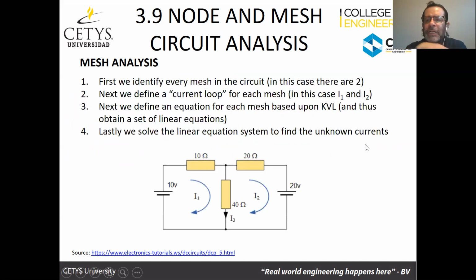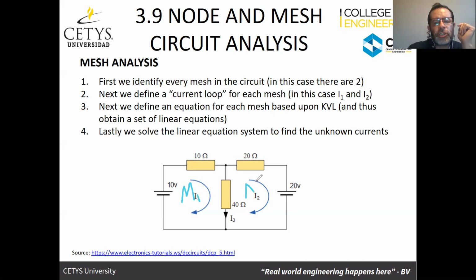Now, for mesh analysis, there are certain steps that we're going to follow. First, we're going to identify the meshes in the circuit. I think we already stated that this circuit has 2 meshes. We're going to call them mesh 1 and mesh 2. Okay, it's got 2 meshes.